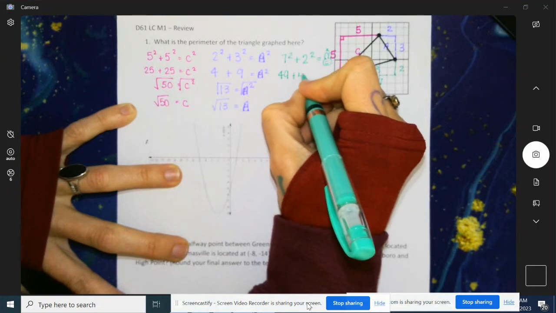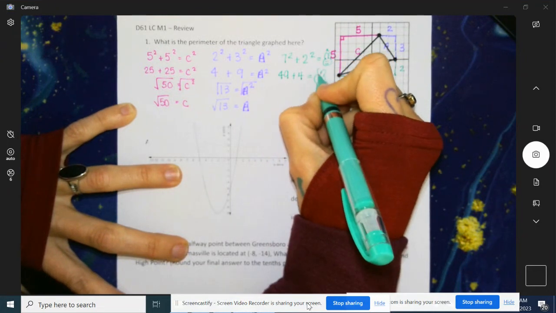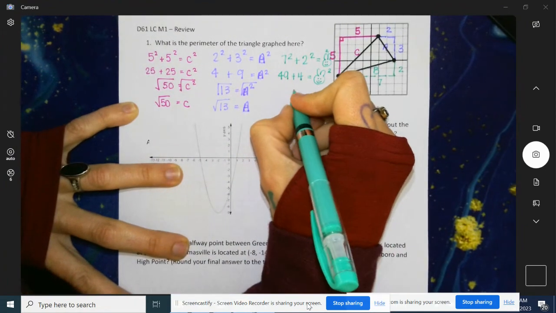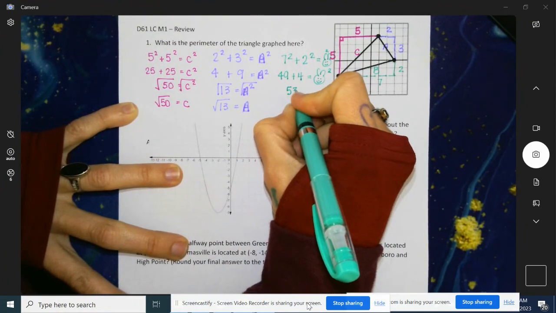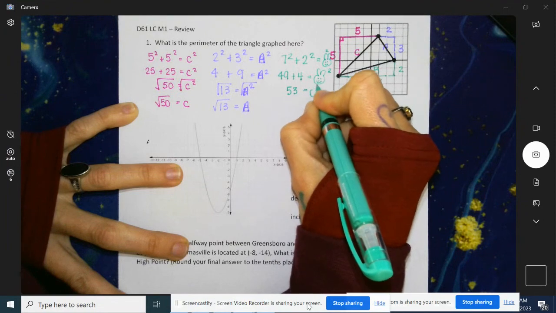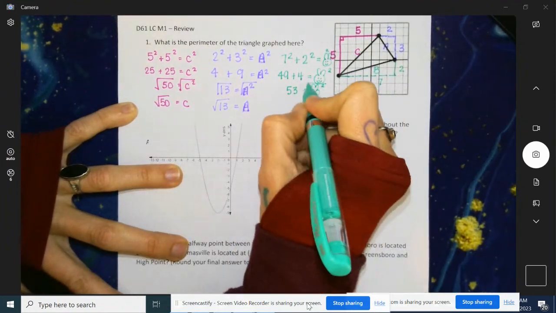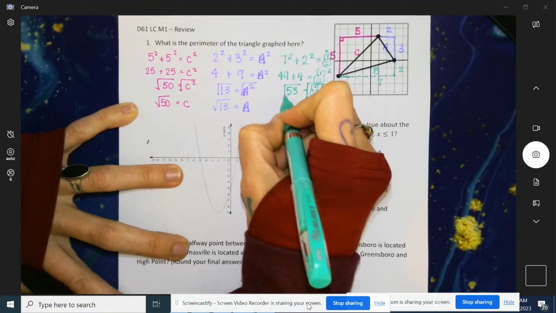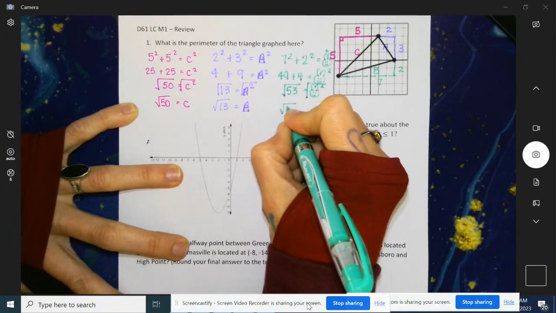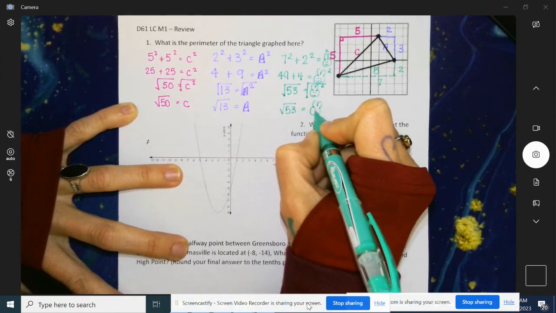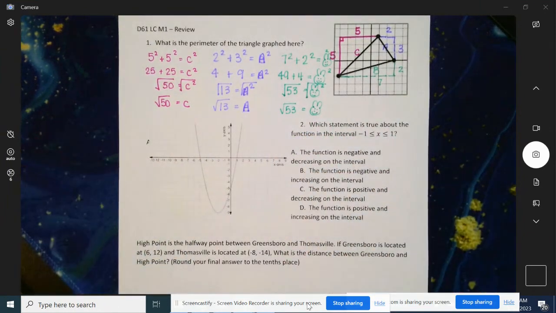49 plus 4 equals bunny rabbit squared. So we have 53 equals bunny rabbit squared. Undo the square. Yes, sir. Good job, Jay. We're going to square root it. So the square root of 53 is side bunny rabbit, or B, or whatever you want to call it, the green side.